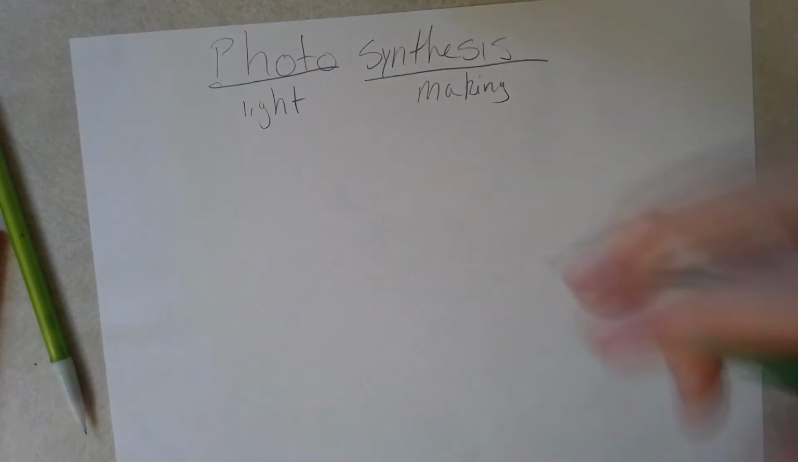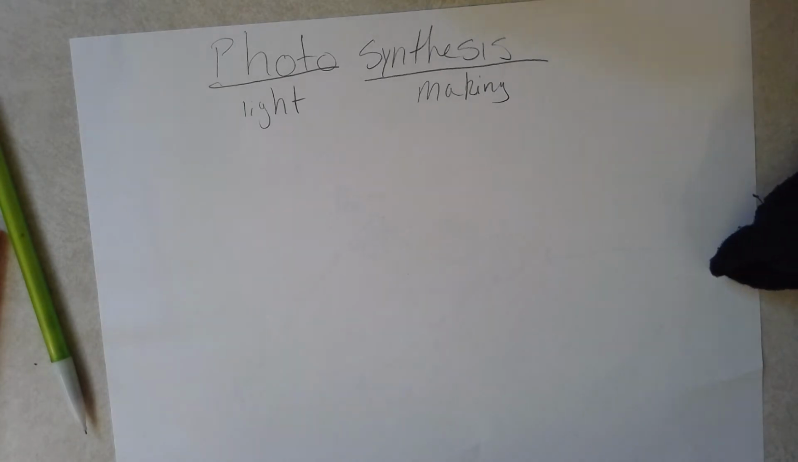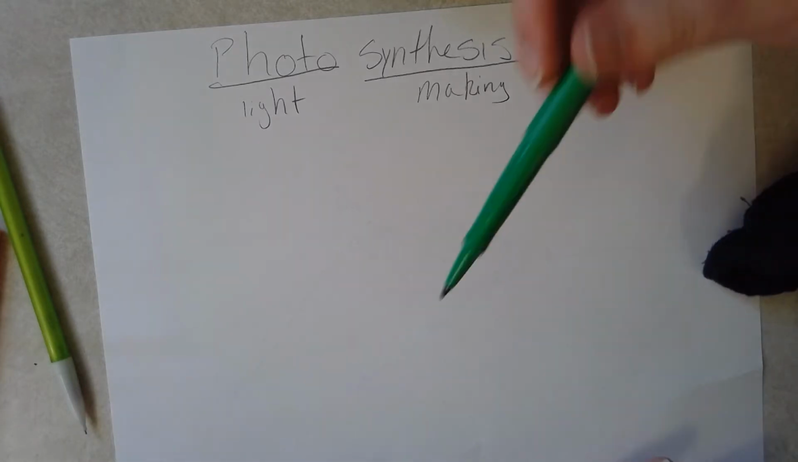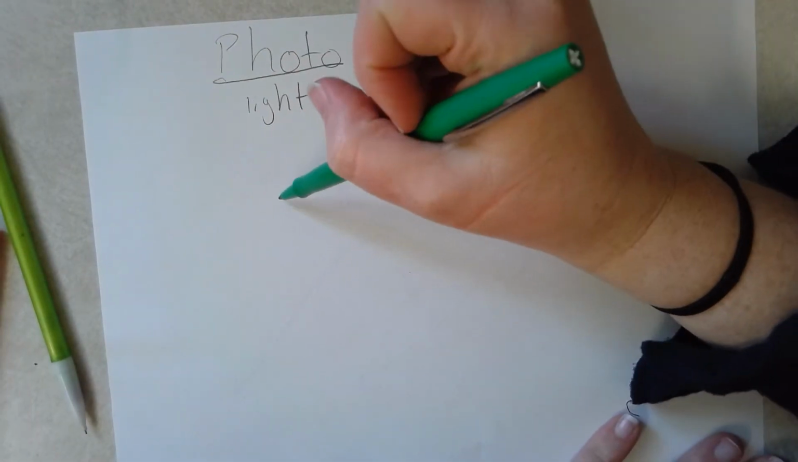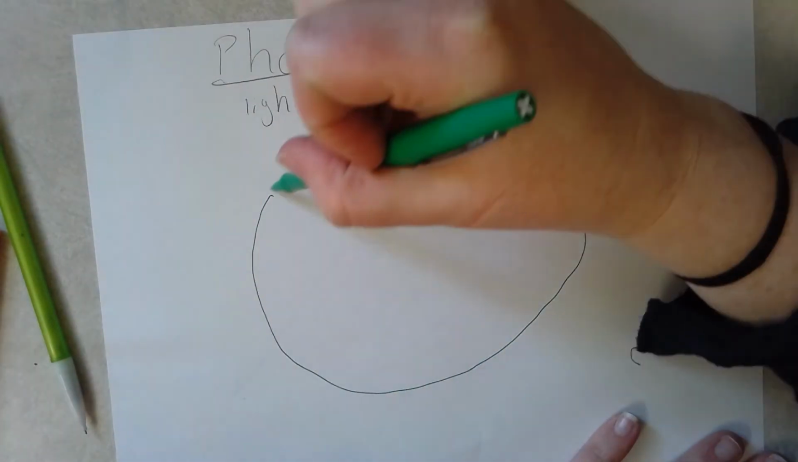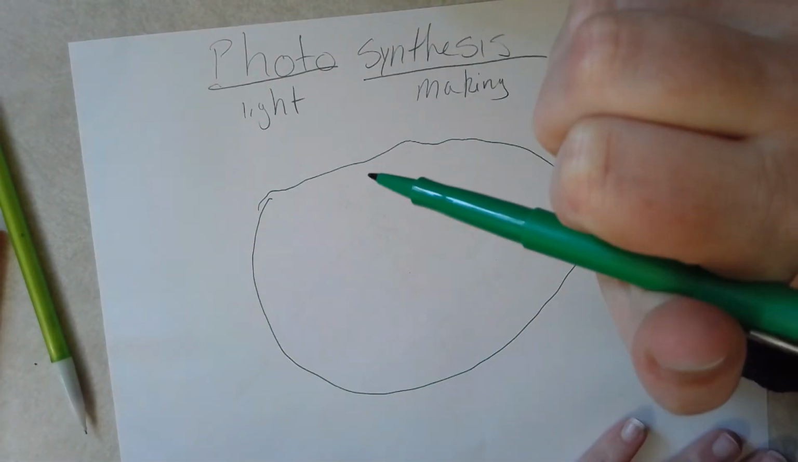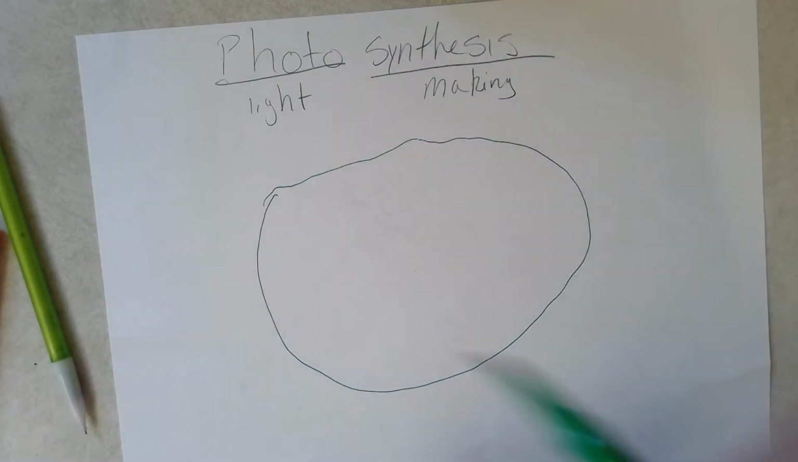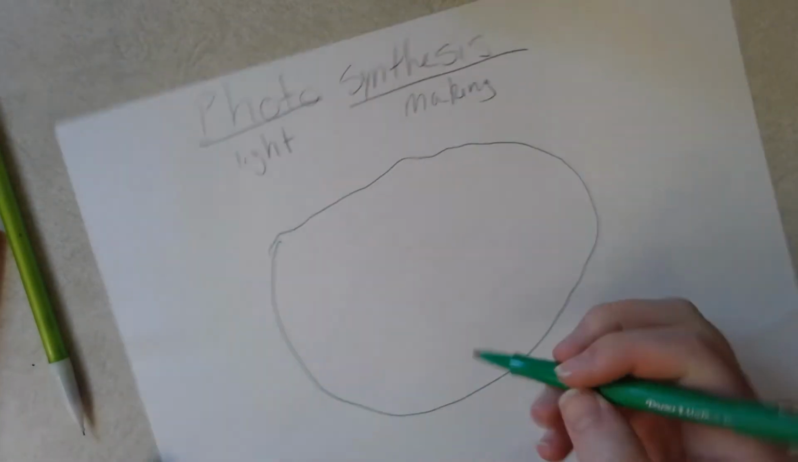Alright, the second little review we're going to do is on photosynthesis. I just broke it down by its roots, light making. So basically it's taking sunlight and making energy. So the organelle that is responsible for this is the chloroplast. So there are a few parts of the chloroplast that are important here.